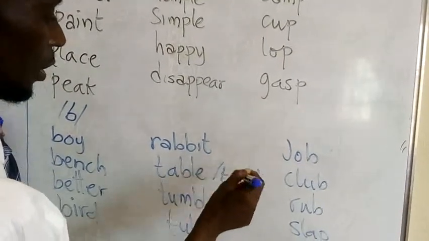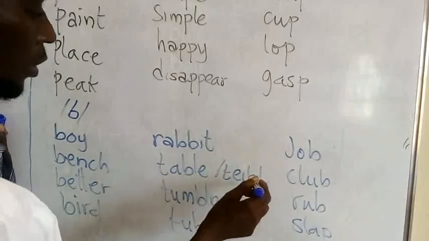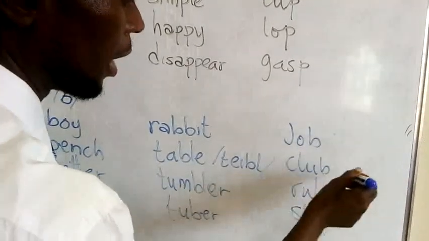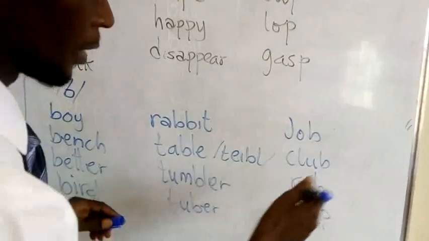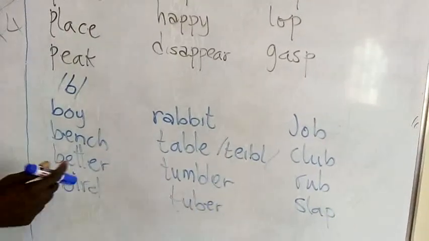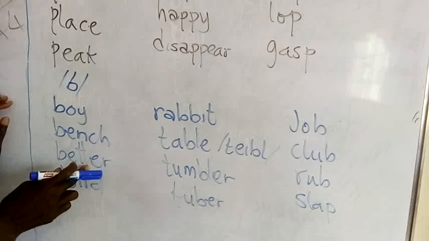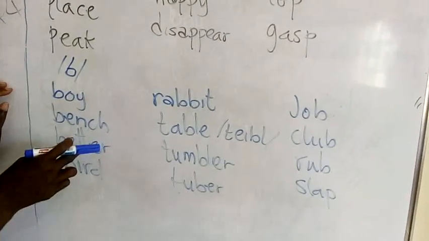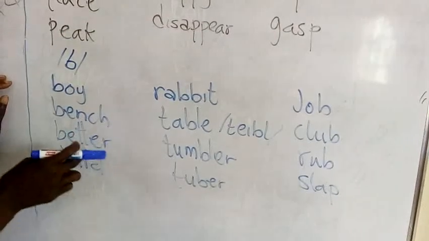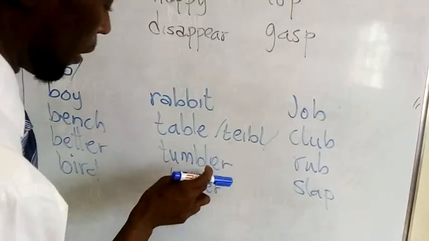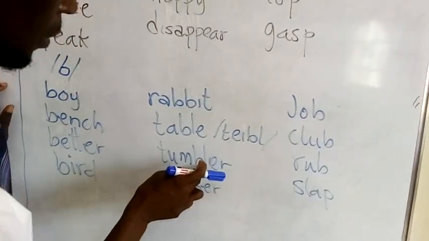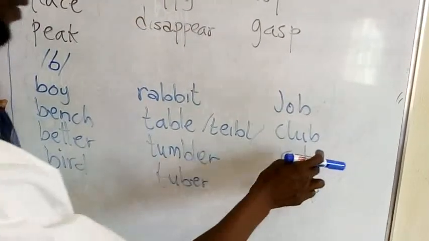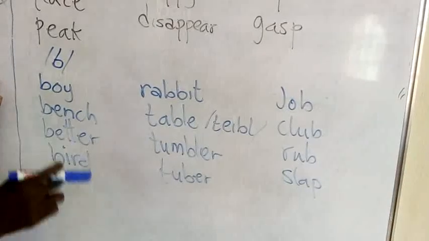Table. You see there? Oh no, don't touch your this thing. Table. So that's the pronunciation. Clap. Say it. Clap. Now here, better. Now remember that it's only one thing when we are transcribing. Better. Tube. Okay, this tumbler. Then rub, in their position.